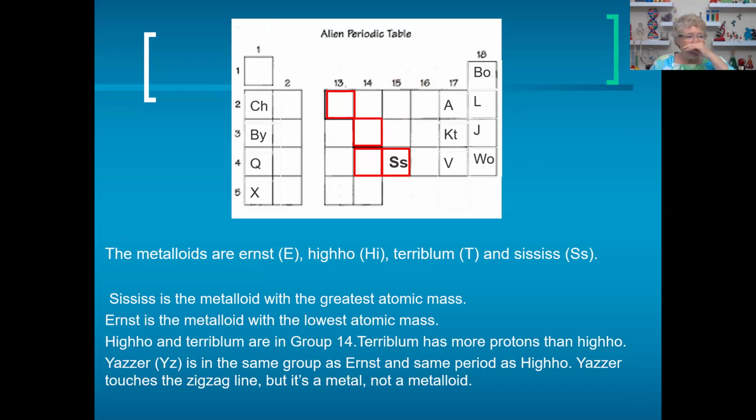All right. Ernst is the metalloid with the lowest atomic mass. Where's Ernst going to go? It's going to go group 13, period 2, right there, Ernst. All right, now HiHo and Terriblum are in group 14. So let's find group 14. This is the group 14 right here. Terriblum has more protons than HiHo. So where is HiHo going to go?